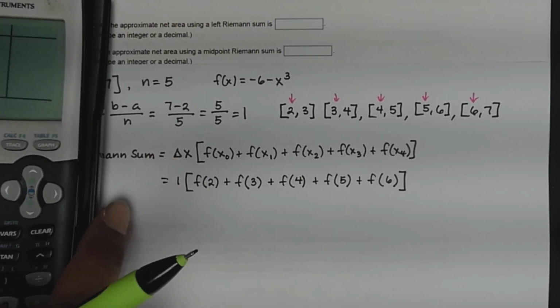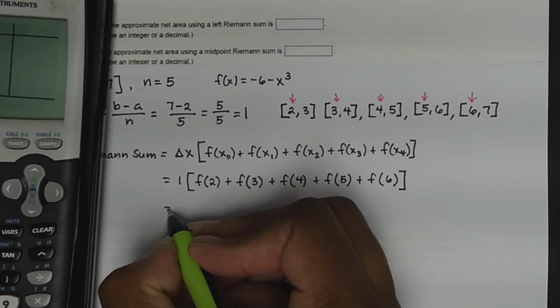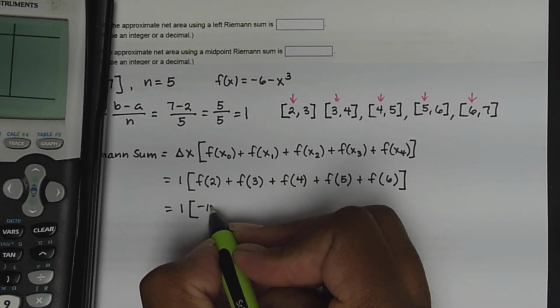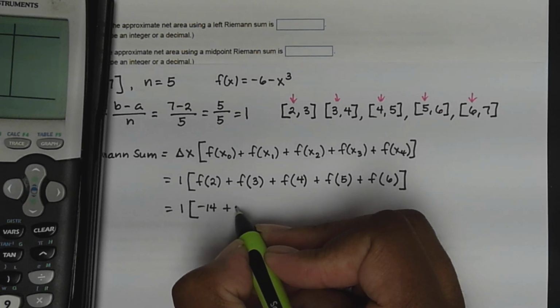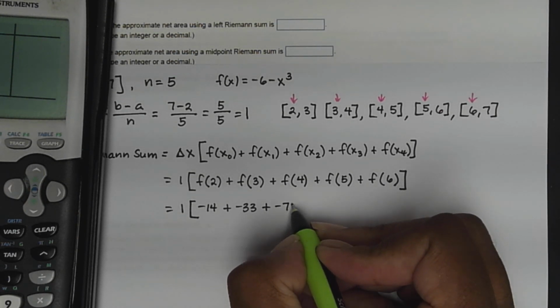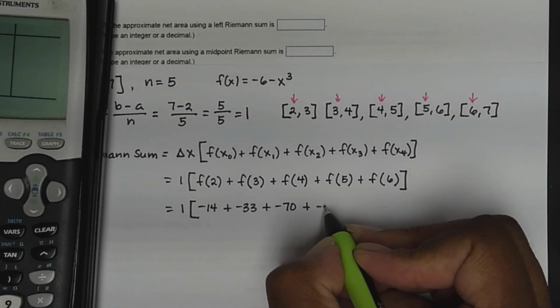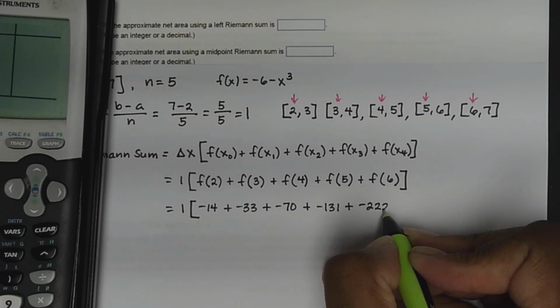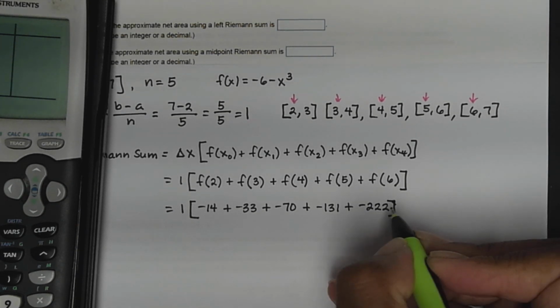Okay, so let me go and put those in. So here I got 1 times f of 2, which was negative 14, plus f of 3, which was negative 33, f of 4 was negative 70, f of 5 was negative 131, and f of 6 was negative 222.